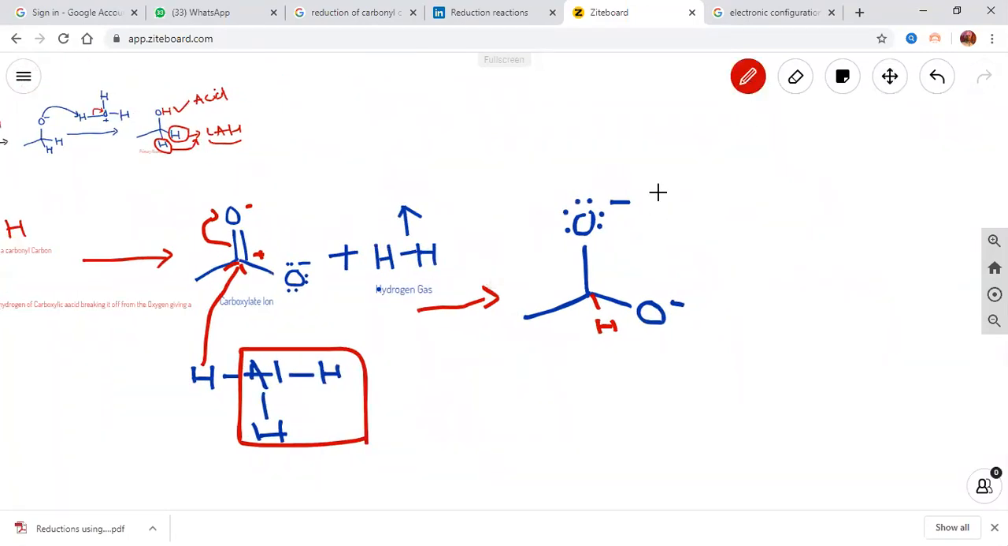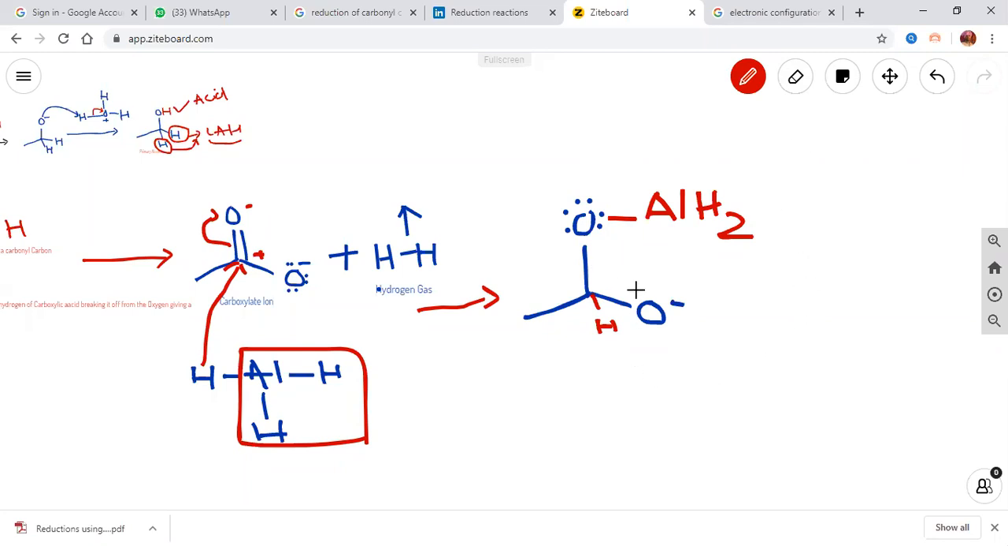This will bond with this aluminum. Now the octet of aluminum is somewhat filled because it has two bonds with two hydrogens and one bond with oxygen. So it becomes a good leaving group.